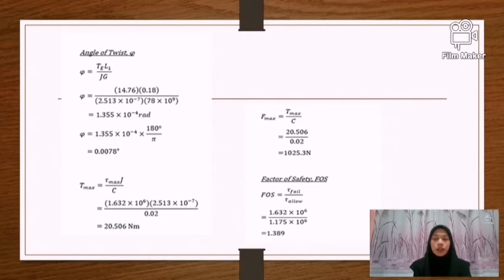1025.3 Newton. Last but not least, we will calculate the factor of safety, FOS, where the equation is shear stress fail or shear stress maximum divided by shear stress allowable. So we get 1.389, which is in the range of 1.3 and 1.5.